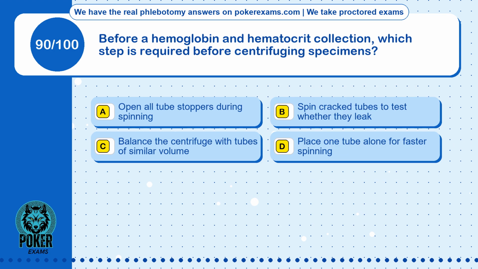Question 90. Before a hemoglobin and hematocrit collection, which step is required before centrifuging specimens? Option A, open all tube stoppers during spinning. Option B, spin cracked tubes to test whether they leak. Option C, balance the centrifuge with tubes of similar volume. Option D, place one tube alone for faster spinning.